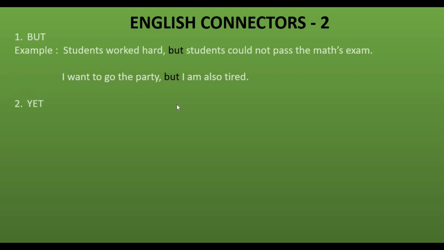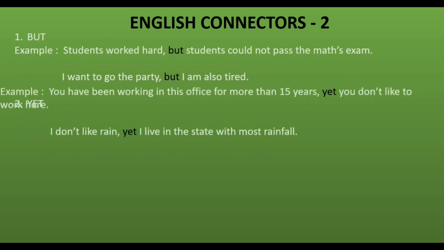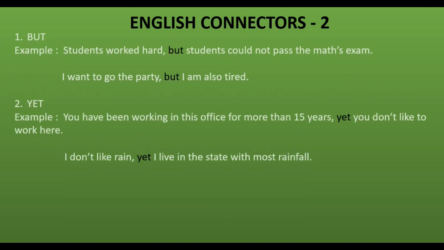Second is "yet". It is a very important connector. It is used to accurately describe a particular situation and to express contrast. For example, you have been working in this office for more than 15 years, yet you don't like to work here. Second, I don't like rain, yet I live in the state with most rainfall.